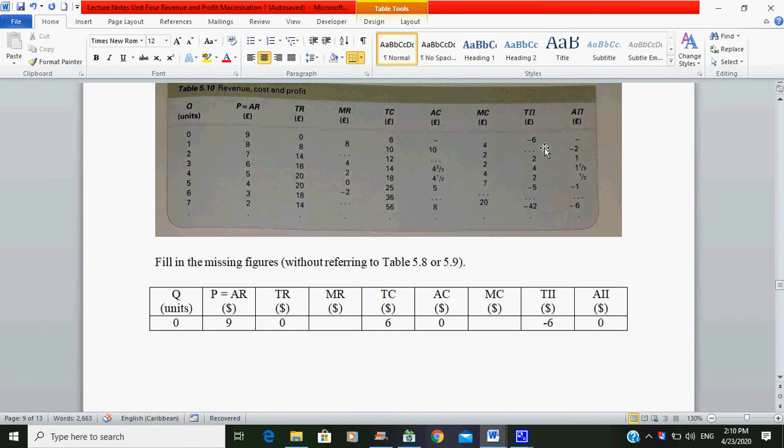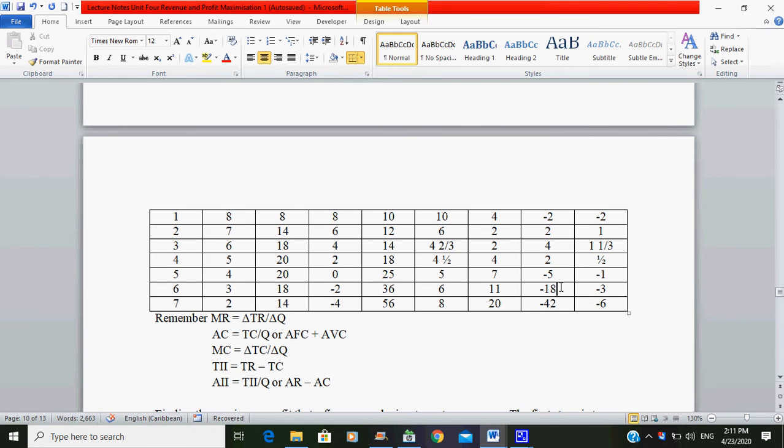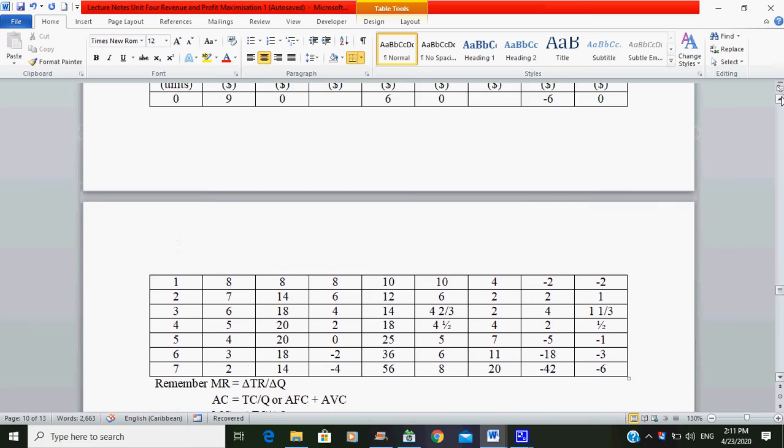Total profit now is TR minus TC. So the first one is 0 minus 6, which gives you negative 6. Then 8 minus 10 will give you negative 2. Down here now, it will be 18 minus 36, which is negative 18. That would have been negative 6 first.